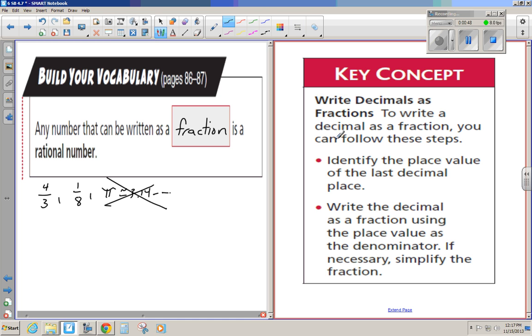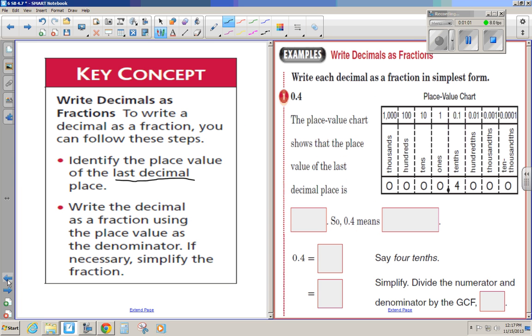These are the steps. First of all, to write a decimal as a fraction, you follow these steps. Identify the place value of the last decimal place. You then write the decimal as a fraction using the place value as the denominator. So what that means, this right here is the placeholder. So if you read a number and it was 10 thousandths, then you would put 10,000 in the denominator. If necessary, you then simplify the fraction.